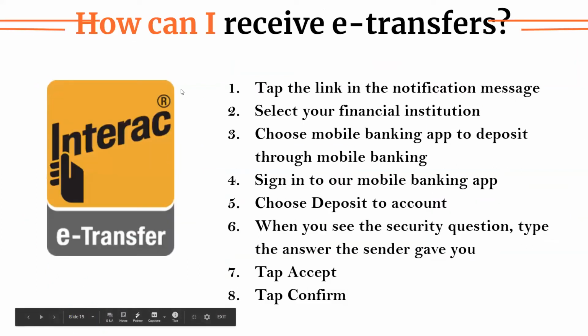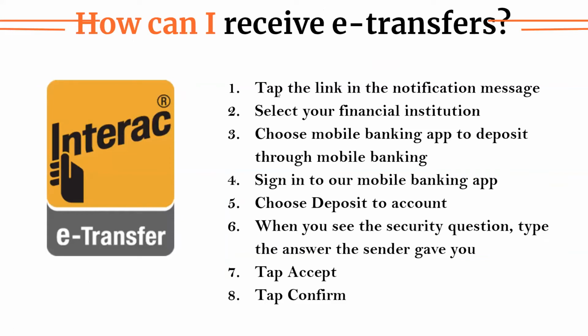So how can I receive e-transfers? The first step is to tap the link in the notification message. Then you would select your financial institution. The third step is to choose a mobile banking app to deposit through mobile banking. The fourth step is to sign in to your mobile banking app and then choose a deposit to account. So you would click the deposit button. When you see the security question, you would type the answer the sender gave you. Then you would type accept and confirm.